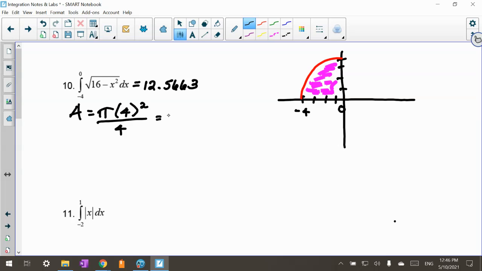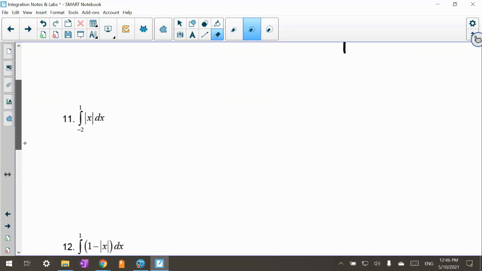So when I do that, I get 12.5663. So that's cool as well. So this really helps you to get to understand what integrals are because you're looking at the area of this and it's a shape. So now let's look at number 11.